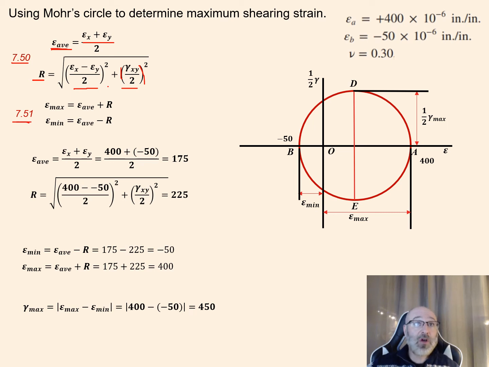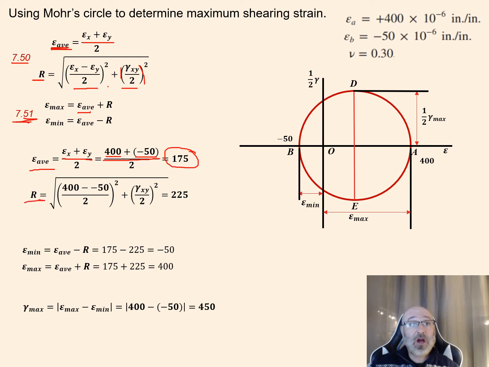In order to solve equation 7.51, we'll need to plug in our epsilon average from 7.50. So let's go back to equation 7.50 and start plugging in. Epsilon x plus epsilon y over 2, well, these are our principal strains, which is 400 plus a negative 50, all over 2, is 350 over 2, which is 175.